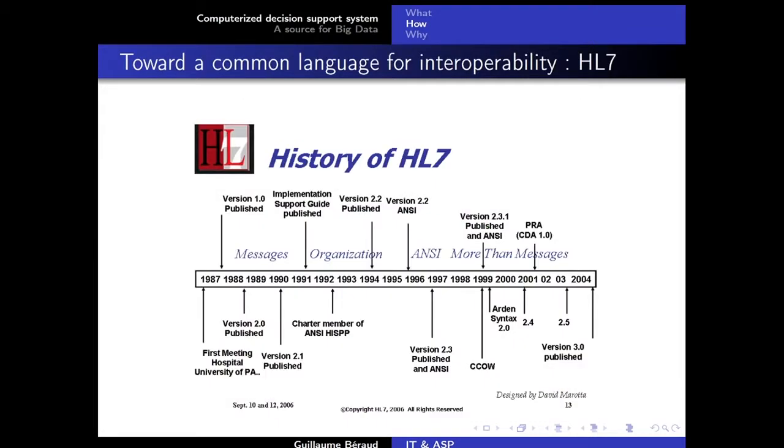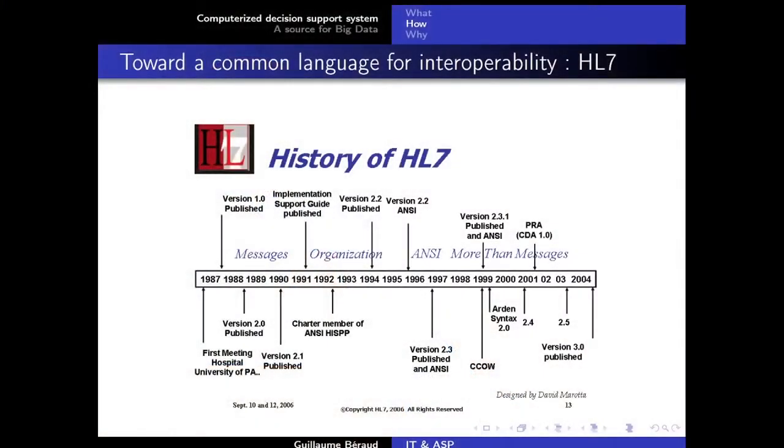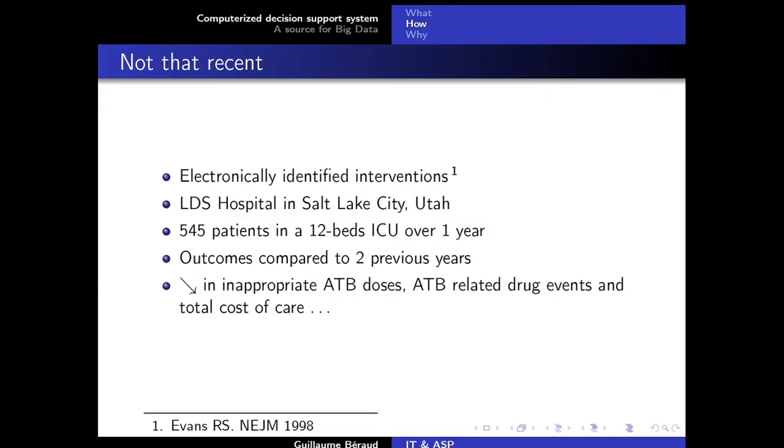So many years ago, some people tried to go toward a common language for interoperability between systems. The name of this language is HL7, Health Level 7. So it's not very recent. It started in 1987. Currently we are at version 4, I think. You don't need to know much more about that, but just know that there are some specific languages developed in order to bring interoperability between systems. So just remember the name HL7. And this is my favorite part of the presentation, to show that computer decision support systems are not very recent. This is from a publication, the first publication about such a system, in the New England Journal of Medicine in 1998.